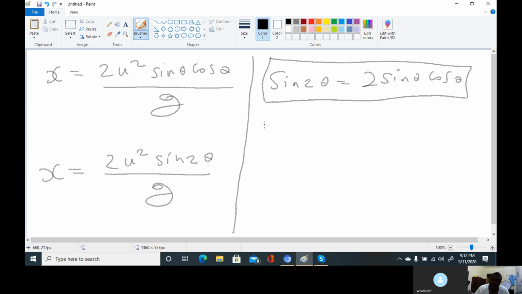And of course, the range is affected by the horizontal velocity. The range is affected by the angle, and the range is affected by gravity. So these three things affect the range of the projectile.